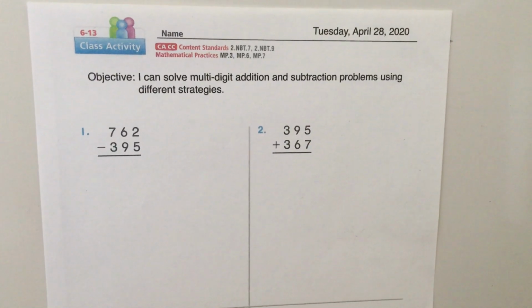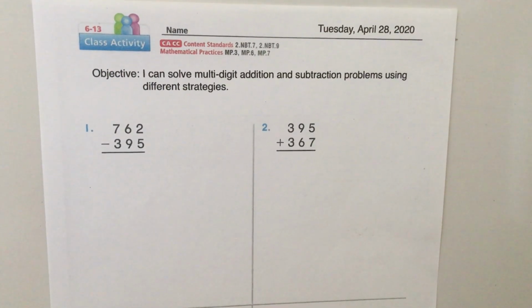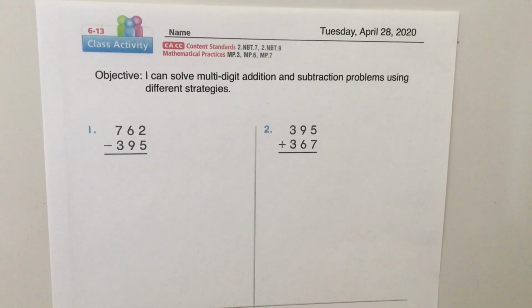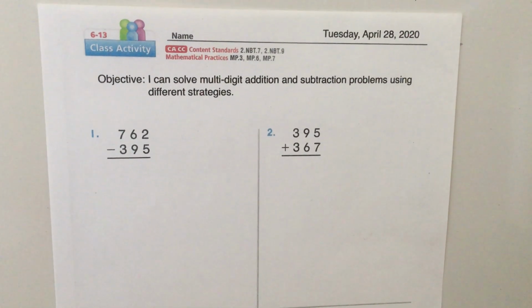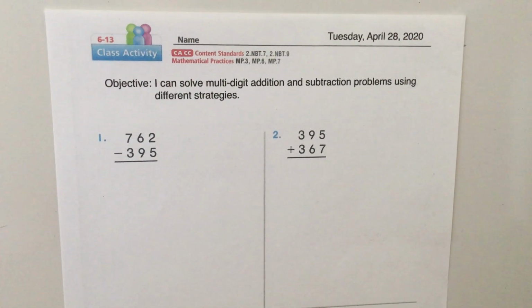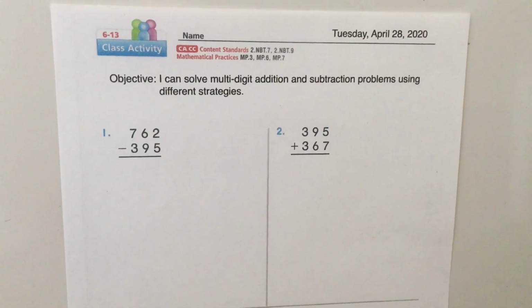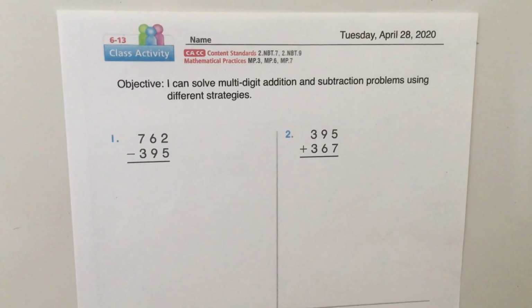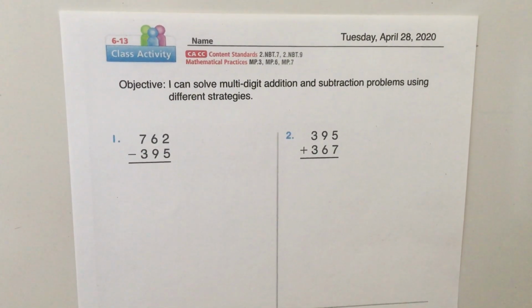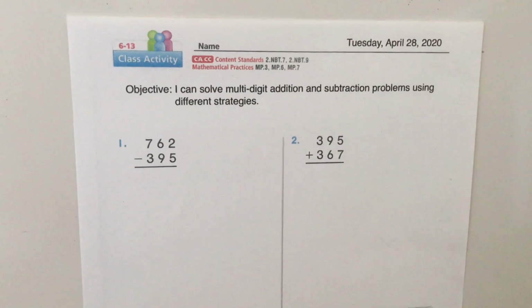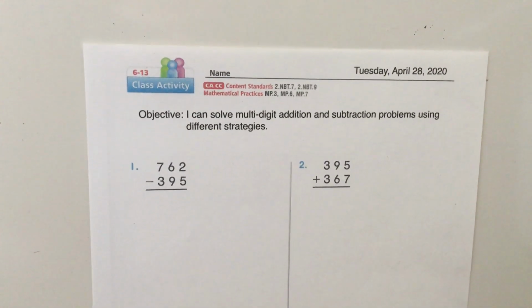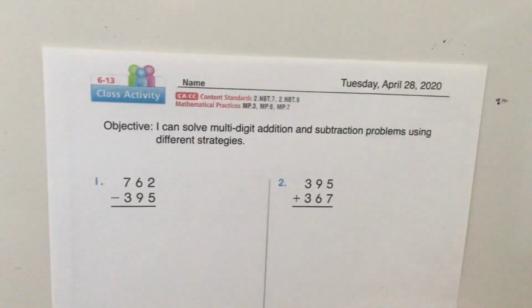Our objective for today is I can solve multi-digit addition and subtraction problems using different strategies. Make sure that you've already independently worked on problem 1 and then are coming to watch the video for some different strategies to try. All right, so number 1 is 762 take away 395.